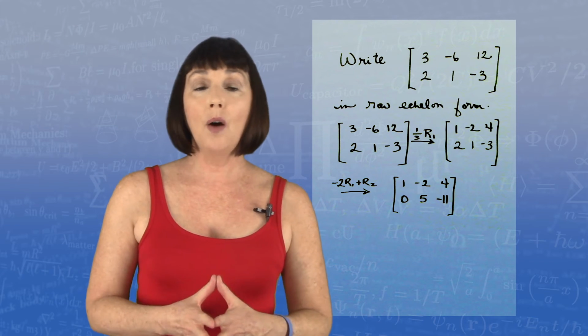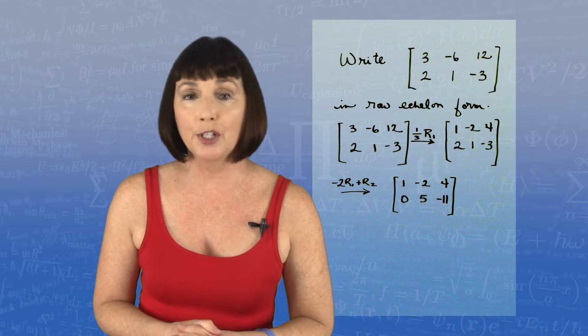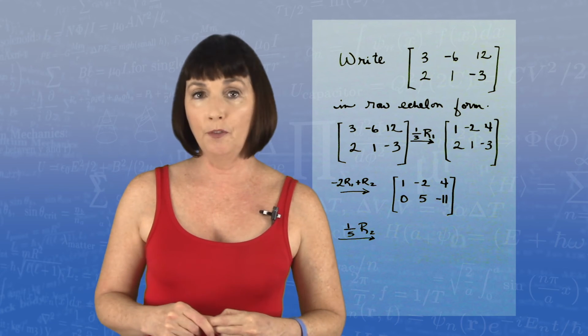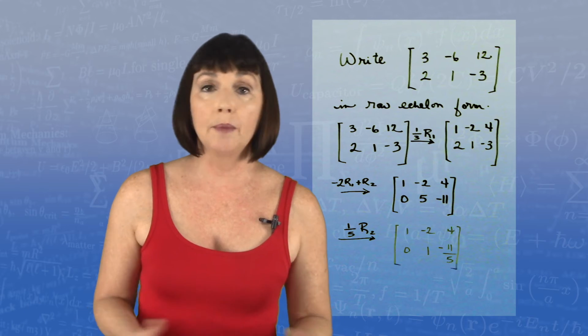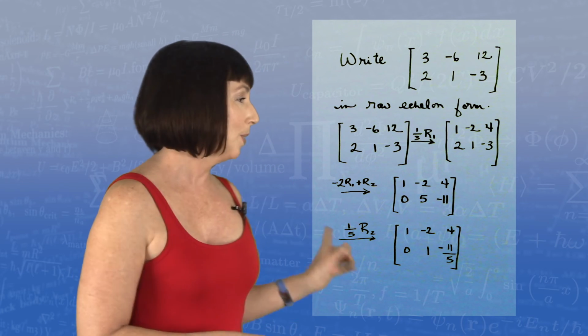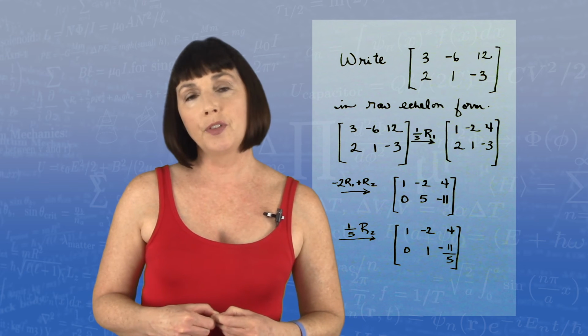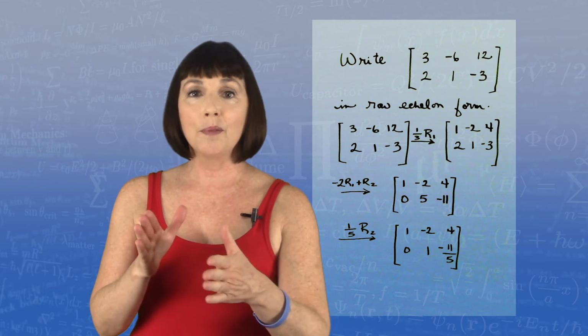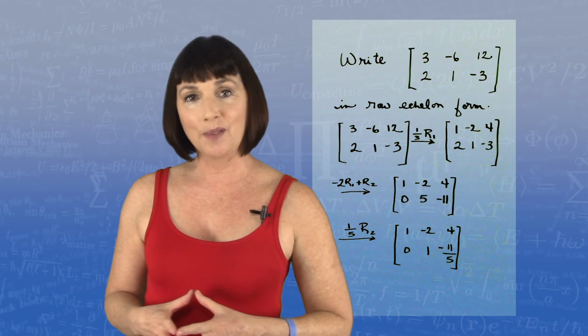Okay, so now all I have to do to complete my row echelon form is multiply the second row by 1/5. 1/5 times 0 is just 0. 1/5 times 5 is 1. And 1/5 times -11 is -11/5. And now our matrix is in row echelon form.